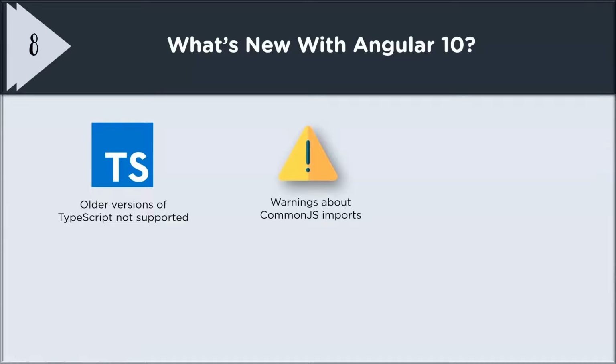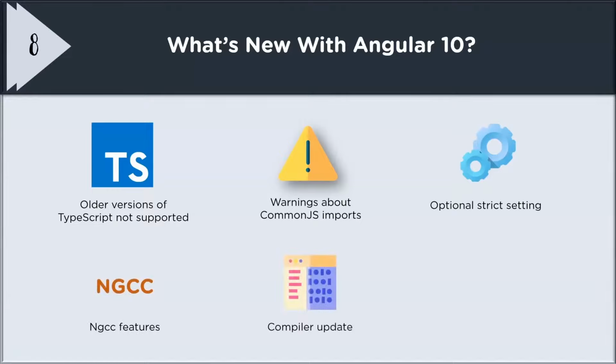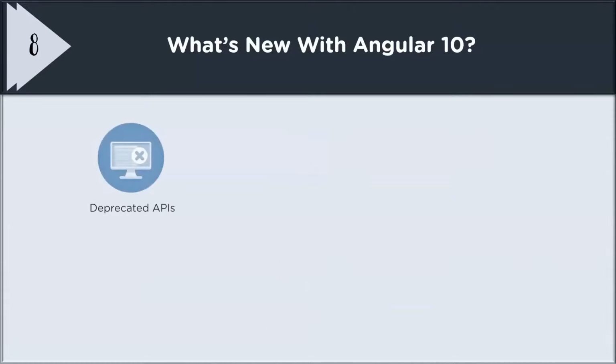Warnings about CommonJS imports. Now, logging of unknown property bindings or element names in templates is increased to the error level, which was previously a warning. Angular now supports an optional strict setting, which offers a stricter project setup when you create a new workspace. There's an addition of ngcc features with a program-based entry point finder. There are common compiler updates and updated URL routing.